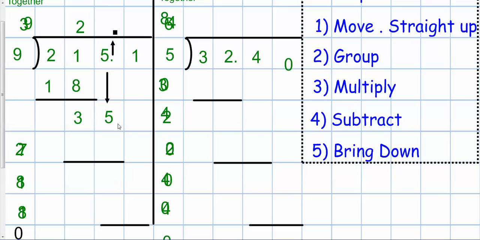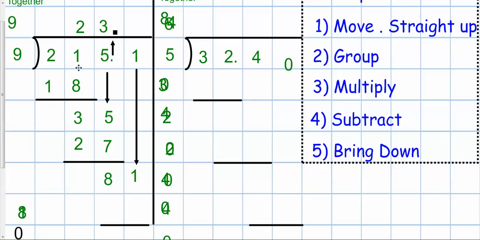Then I start all over again. How many groups of 9 fit into 35? Well, just 3. 3 times 9 is 27. 35 minus 27, because the next step is subtract, is 8. Then, you guessed it, I bring down the 1.